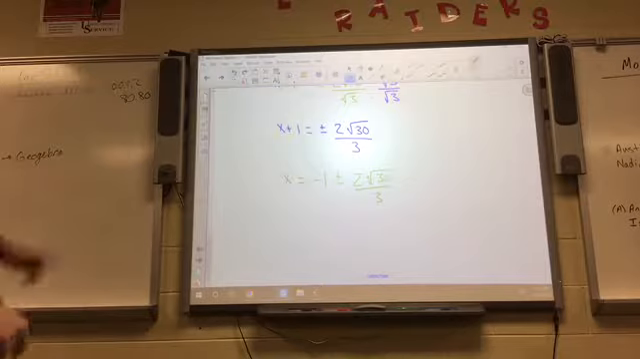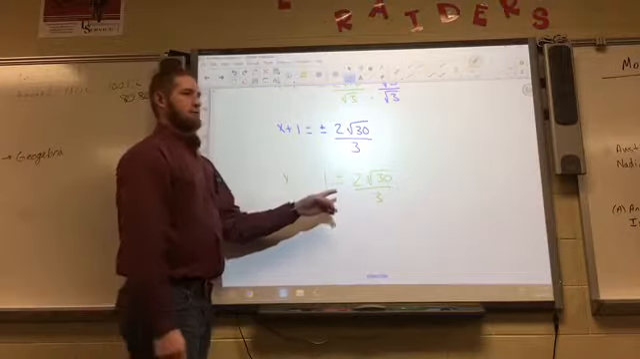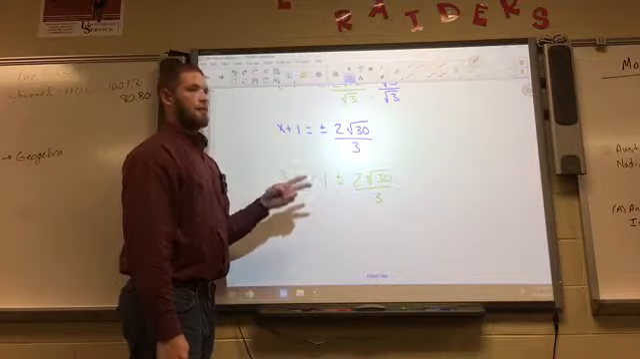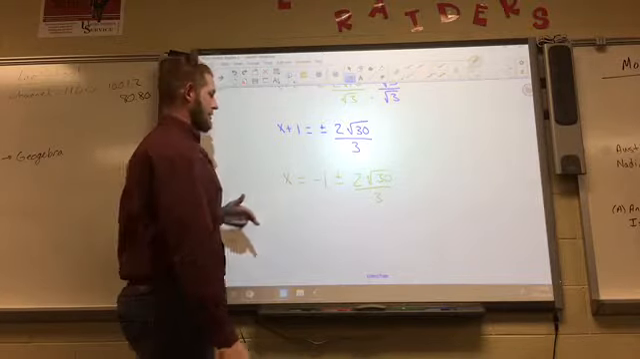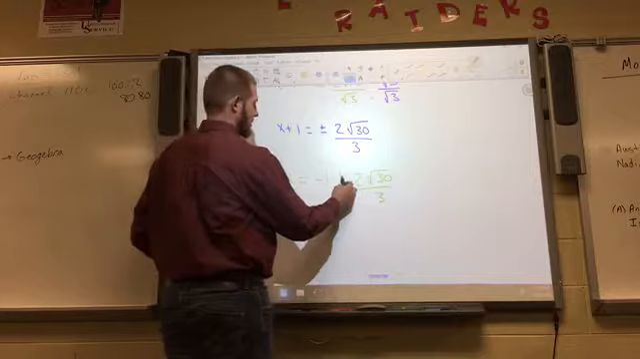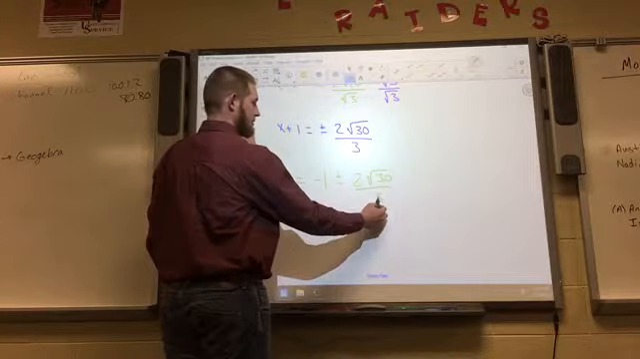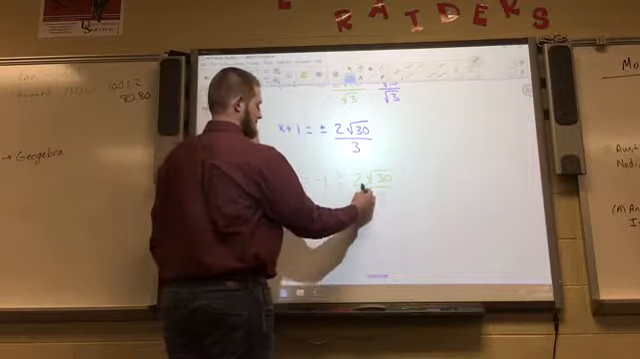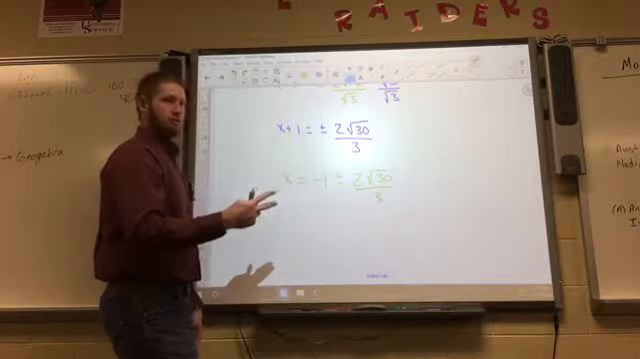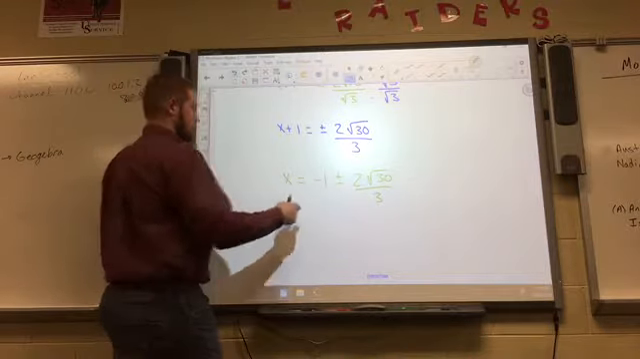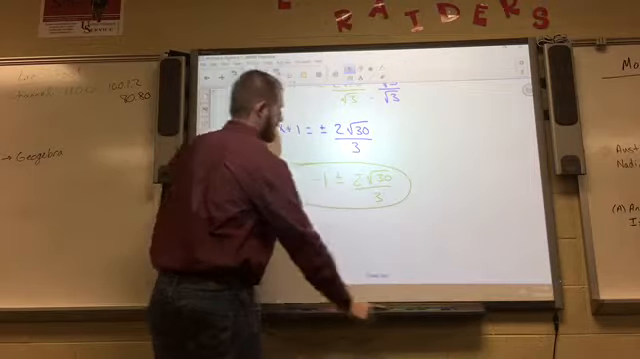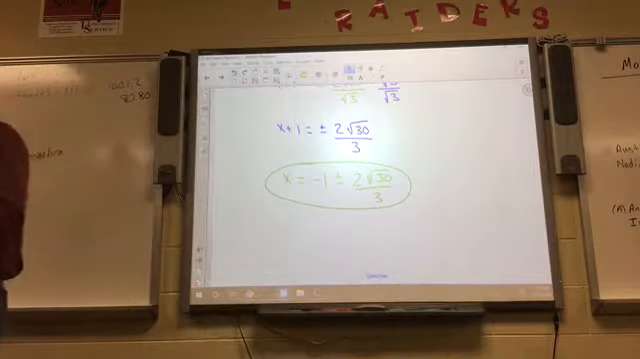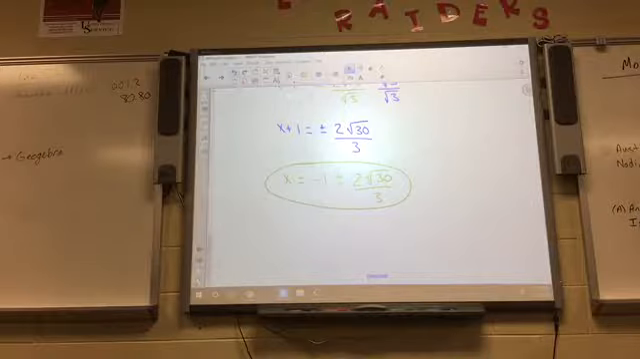Now, here's the other thing. How many answers are here? 2. If they wanted you to find them as decimals in your calculator, you'd have to do -1 plus 2 square roots of 30 over 3, and then -1 minus 2 square roots of 30 over 3. That gives you 2 different decimal answers. You don't have to do that though. That's not necessary. Leave it like this.